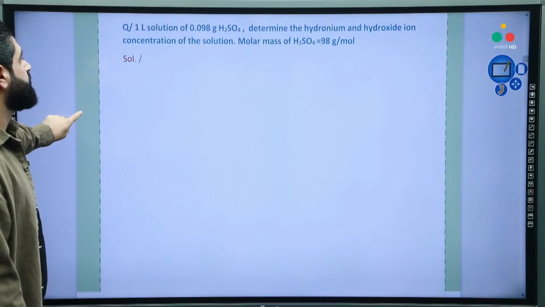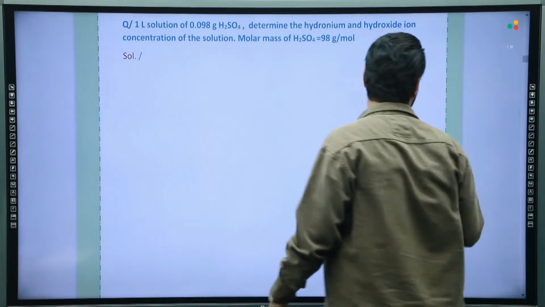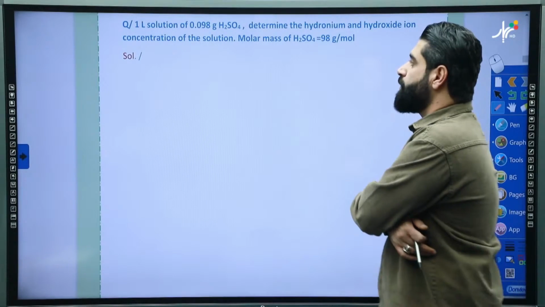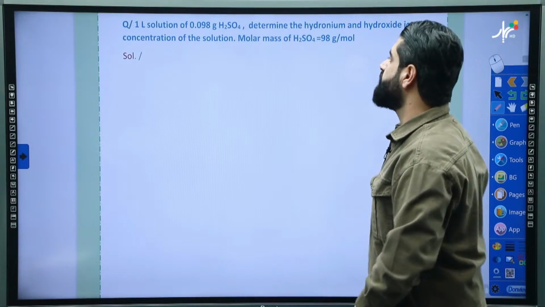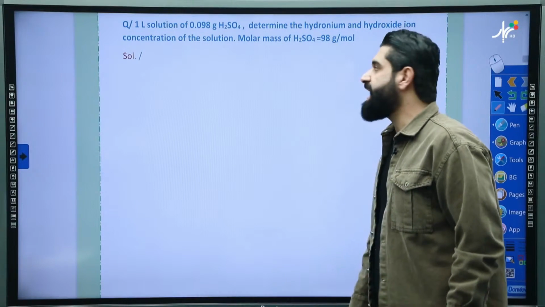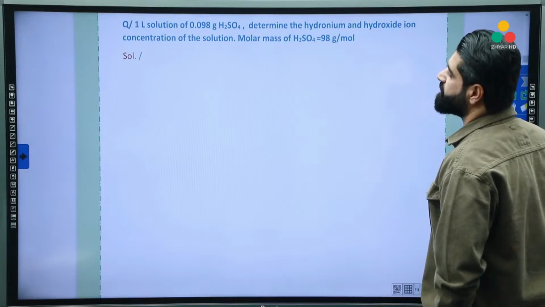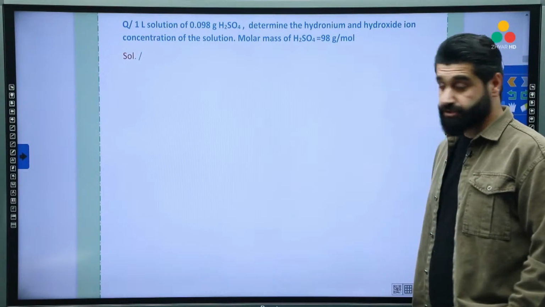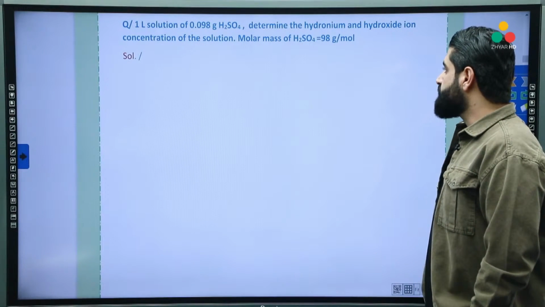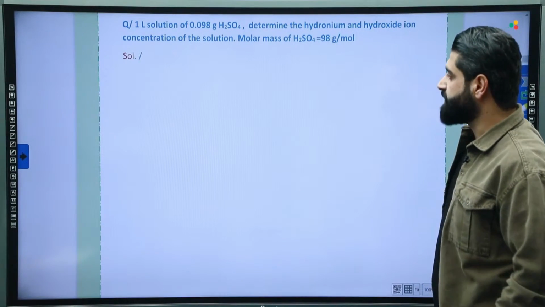Another one. Let's solve the most difficult one. A 1 liter solution contains 0.098 grams of sulfuric acid, H2SO4. Determine the hydronium and hydroxide ion concentration of the solution. The molar mass of H2SO4 is 98 grams per mole.